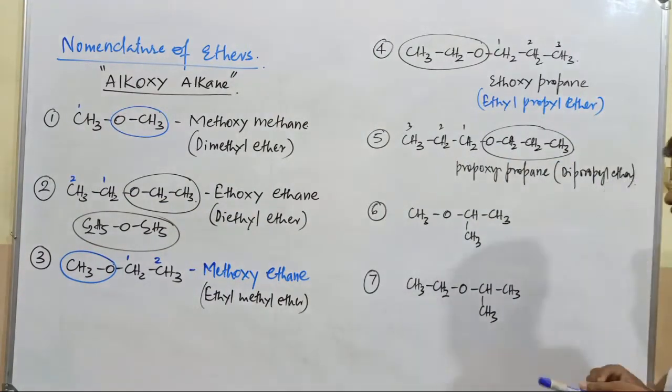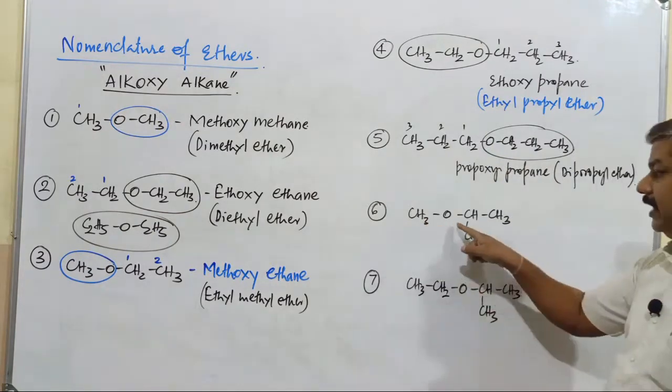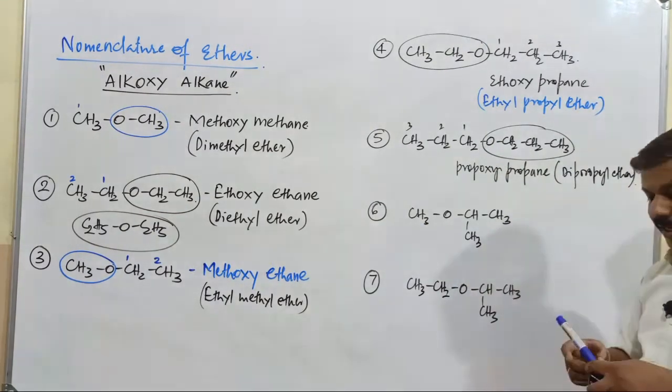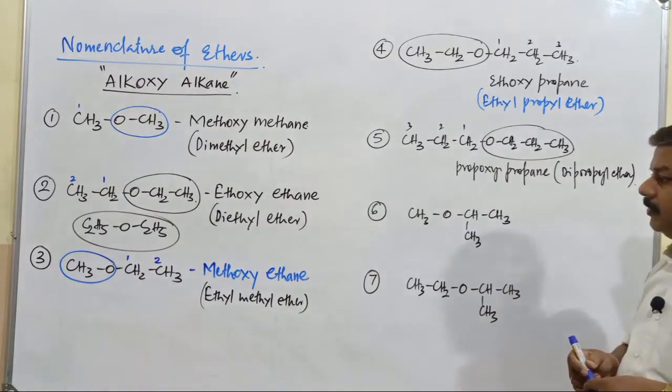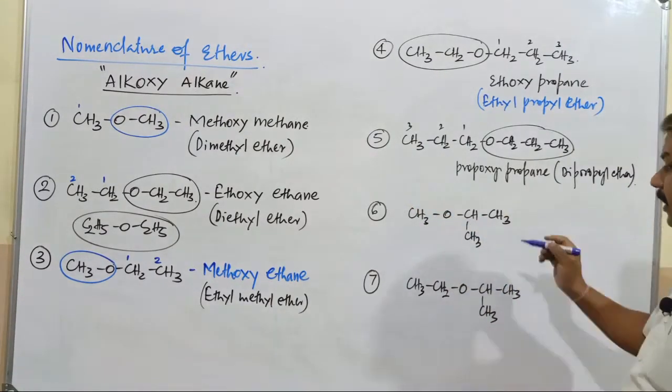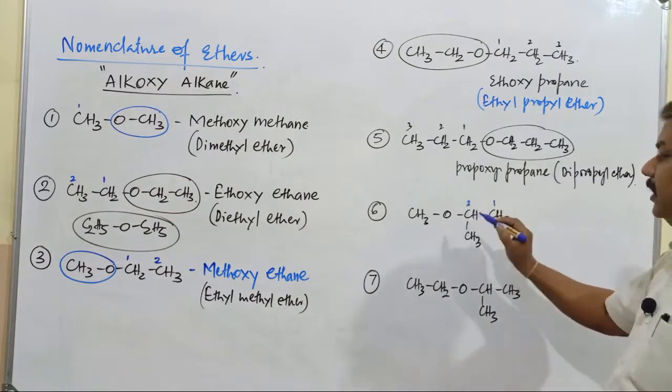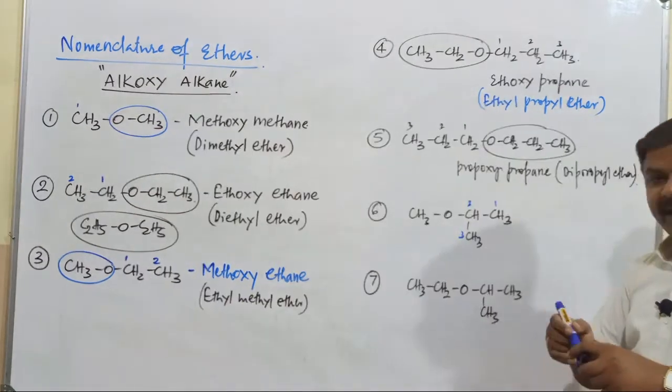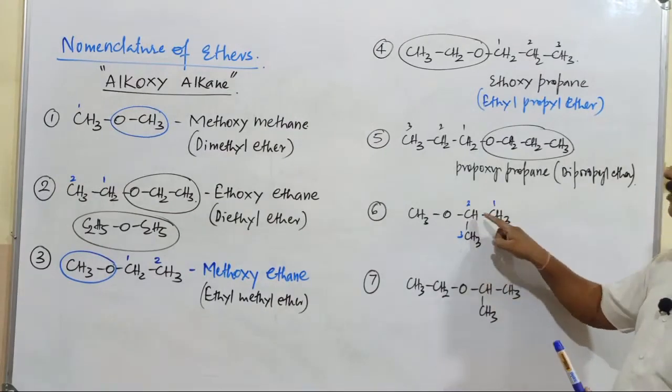Right. Now if you observe this compound, CH3O, CH, CH3 and CH3 is there. What is the total number of carbon atoms here? This side only one CH3 is there. This side 3 carbon atoms are there. In that case, this should be number 1, this is number 2, this should be taken as number 3. Or this is number 1, this is number 2, this is number 3.